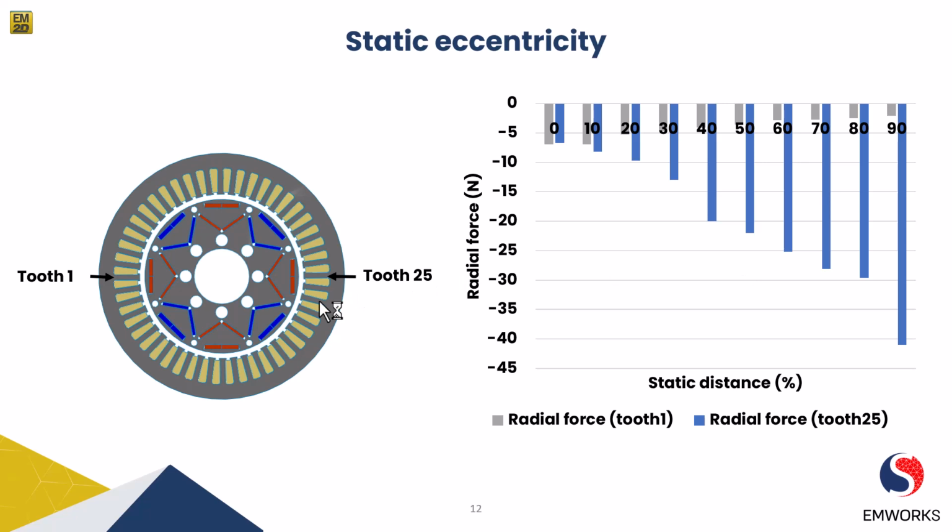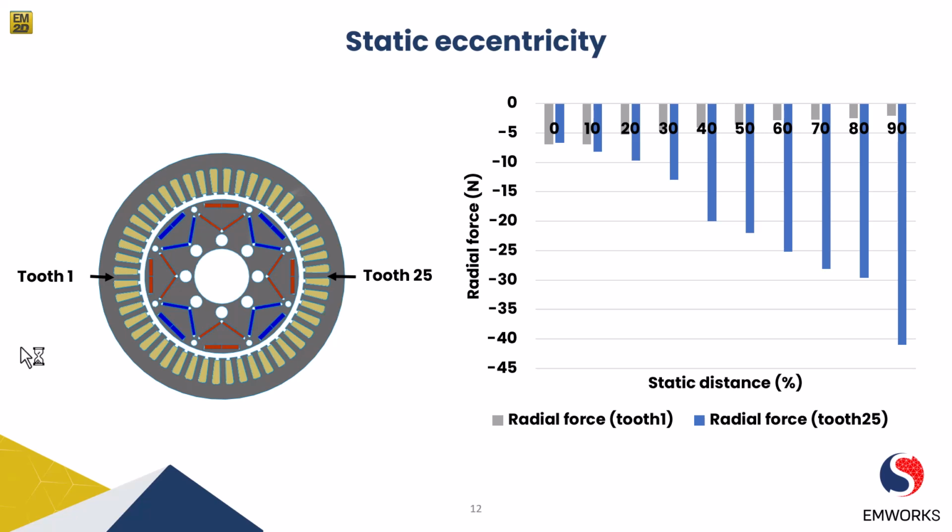The increased magnetic field near tooth 25 results in a higher magnetic force and consequently an increase in the torque generated by tooth 25. This increase in tooth 25's torque can again be attributed to an enlarged effective air gap between the rotor and tooth 25 due to the eccentricity.